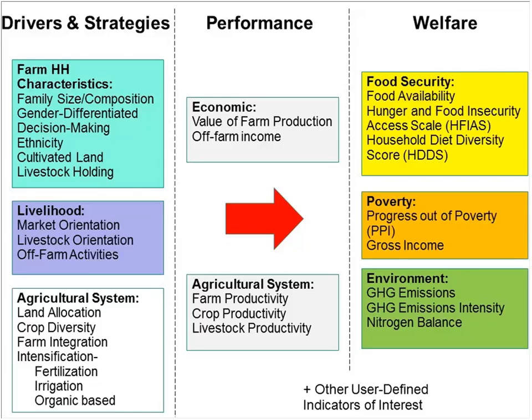And typical information we collect on the drivers and strategies is at the level of the farm household characteristics: farm size, family size, livestock holdings, gender information, gender control information, livelihood information, okay, what's their market orientation, livestock orientation, what are their off-farm activities, and the agricultural system. We collect a lot of information about the crops and the livestock species and their productivity. At performance, we look at economic performance, income, value of farm production, off-farm income, and of course also the agricultural system, where we look at productivity indicators and quantify these.